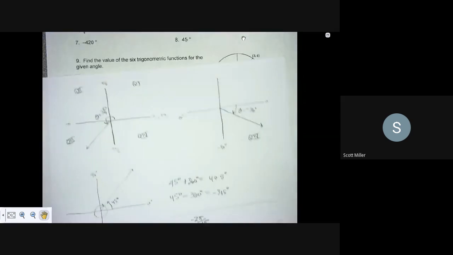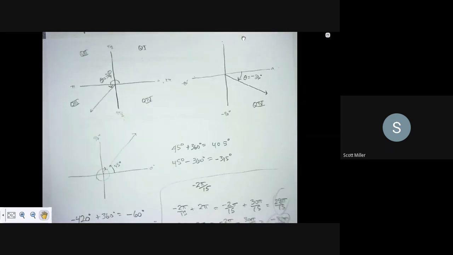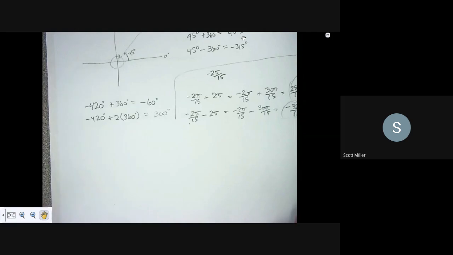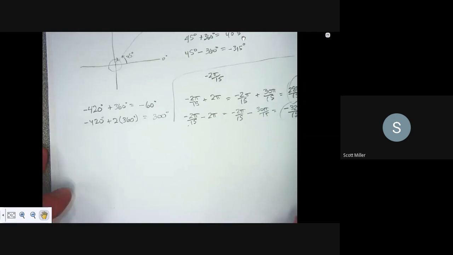So that is how I draw angles in standard position and know what quadrant they're in, and to be able to start visualizing these angles without having to draw them, and then how to find coterminal angles, because that will also be useful to us in the future.